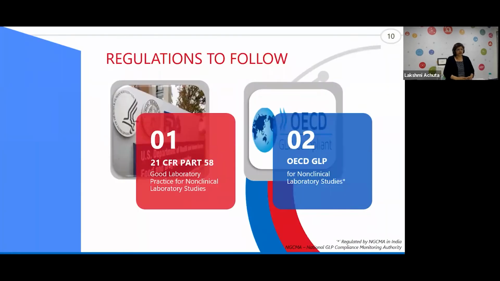The regulations to follow for GLP are 21 CFR Part 58 as per the US FDCA Act, the Good Laboratory Practice for Non-Clinical Laboratory Studies, and OECD GLP for non-clinical lab studies across the globe. So any company interested in conducting a study with data being submitted to the US FDA needs to follow the OECD GLP, and there are a lot of similarities between the Part 58 requirements as well as the OECD GLP requirements.